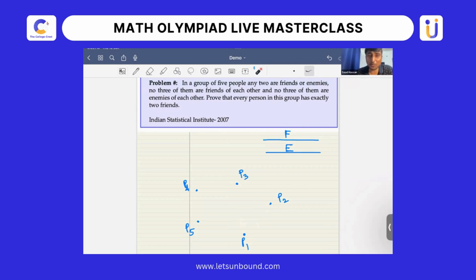Now think about this problem with respect to the person P1. Apart from P1, there are four other people, P5, P4, P3, and P2. So you agree that there will be four lines that will emanate from P1. Why? Because P1 must be friends or foes with P2 and P3 and P4 and P5. I'm hoping that we are clear at this point, right? So what we have to prove is that exactly two of them are friends and exactly two of them are enemies.